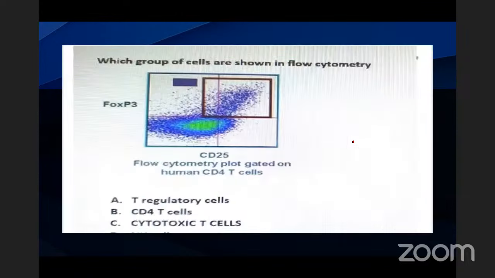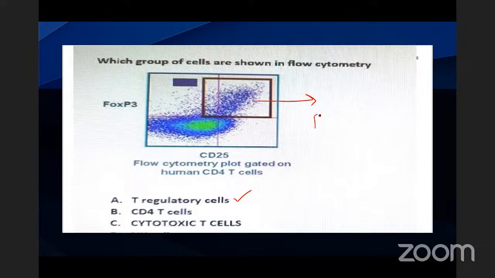Okay, so next question. Which group of cells are identified on flow cytometry which are FOXP3 positive and CD25 positive? Very good. When you see FOXP3 and CD25 positive, this is regulatory T cells, guys, which you all have to remember. This is classical regulatory T cells, which is FOXP3 positive.